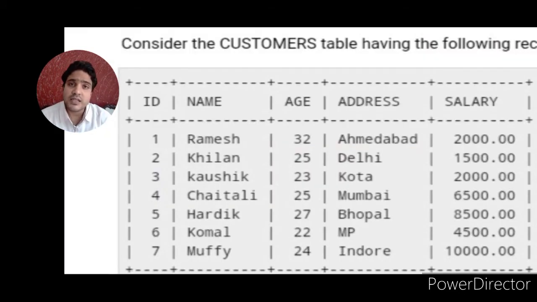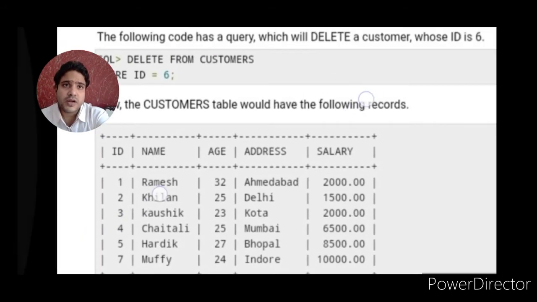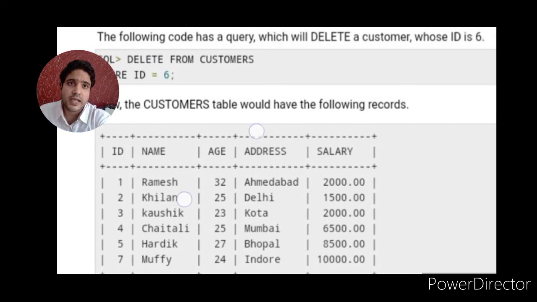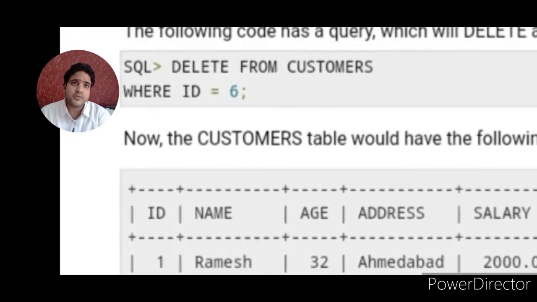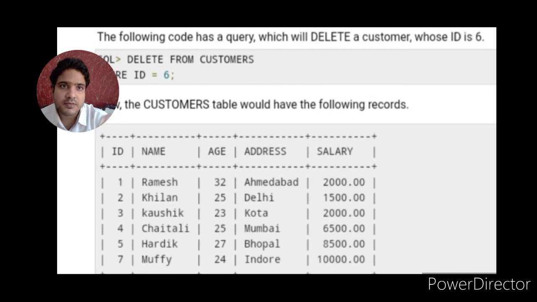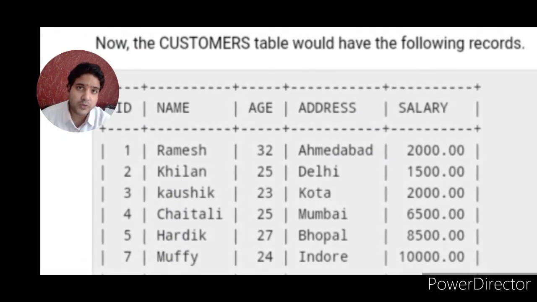Suppose this is the table, named customers, with 5 attributes and 7 tuples. If the user wants to delete a particular row from the table, the syntax on the SQL prompt is: delete from customers where ID is 6. It means the customer with ID 6, all the information along with the attributes, this particular row will be deleted. So the output would look like this. Now here you can see there are 6 tuples, where the IDs are 1, 2, 3, 4, 5 and 7.